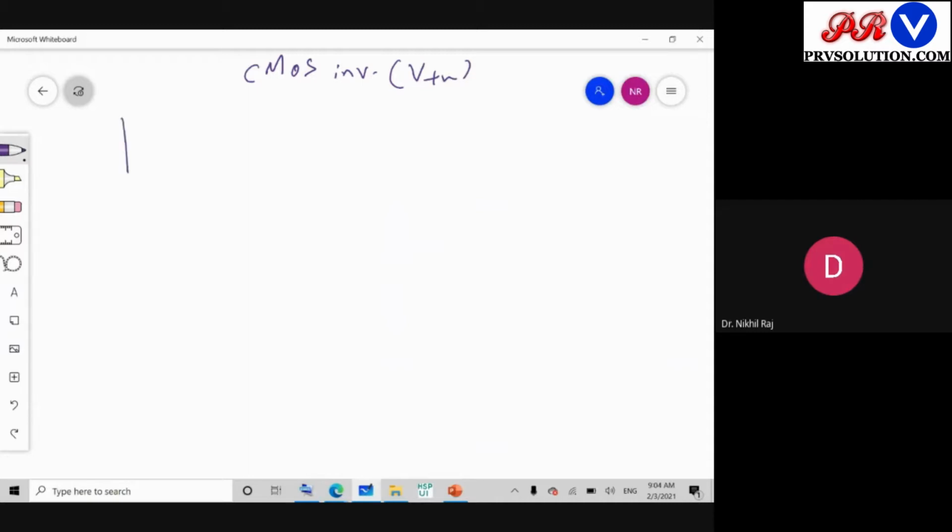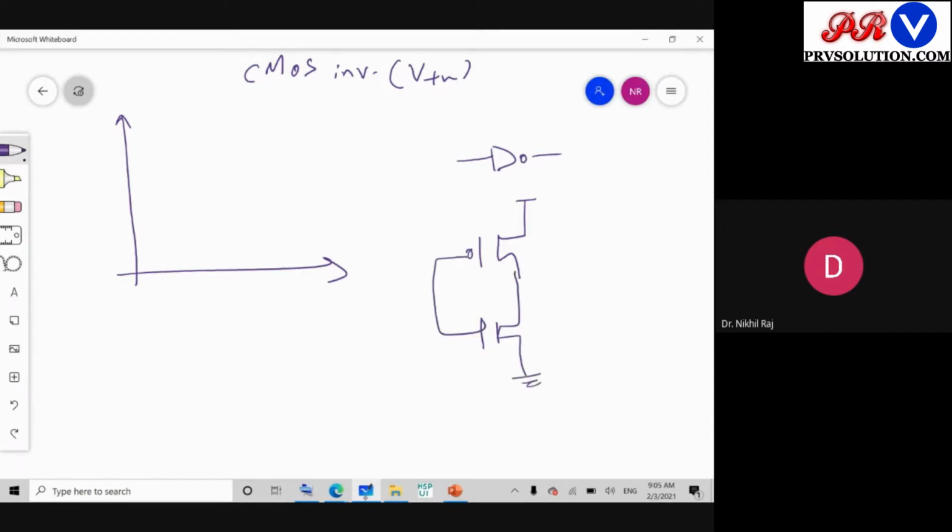So, this was your CMOS inverter. For this CMOS inverter, let's draw the architecture. This was your out, this was your in, VDD and ground.